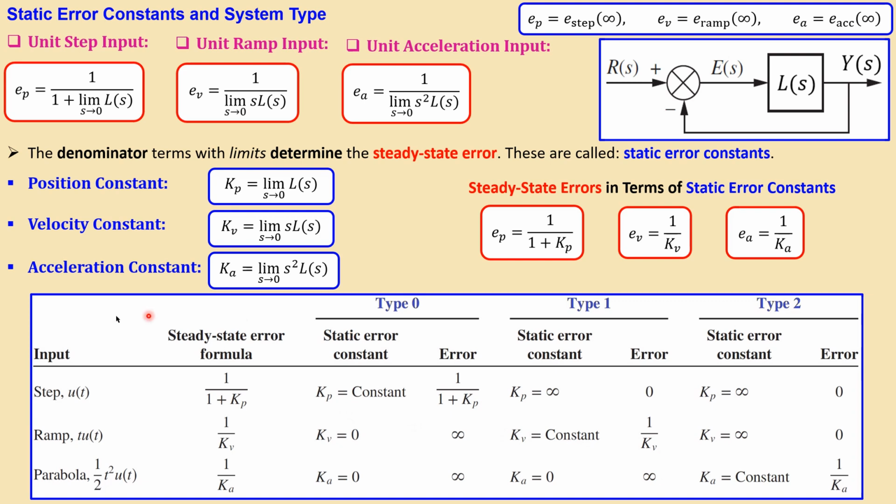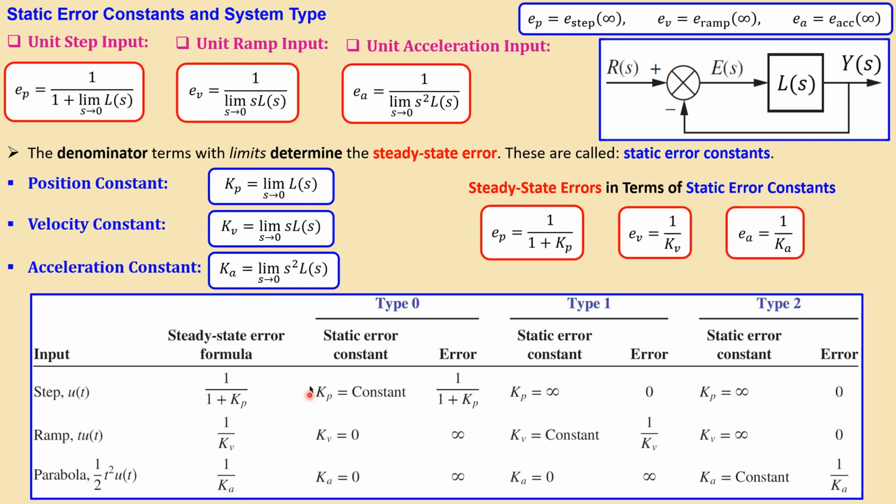Now the table here is showing the input again in the time domain. So u is the step input, a t is our ramp, and also 1/2 of t squared is our standard parabola input. These are the formulas. We have discussed this, so 1 over 1 plus Kp, 1 over Kv, and 1 over Ka.